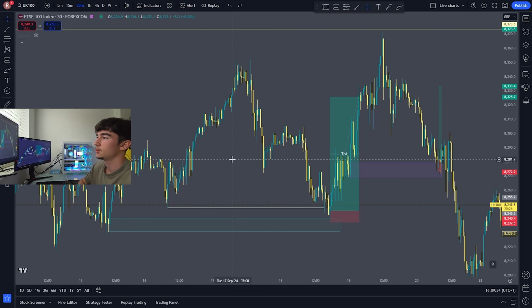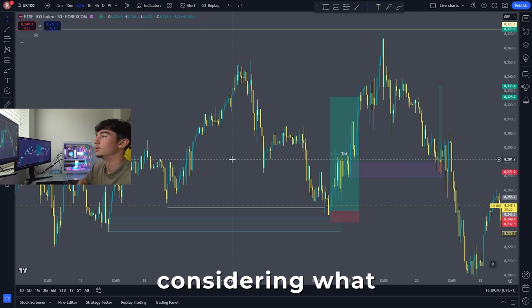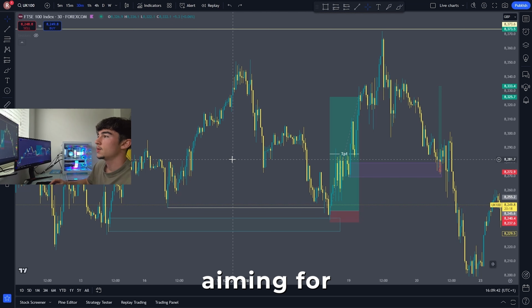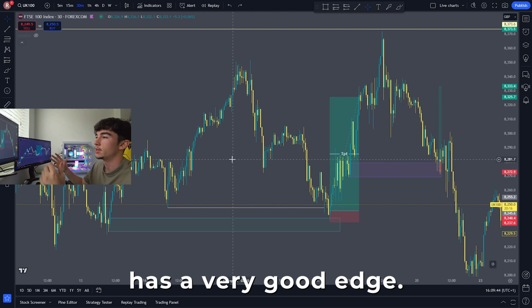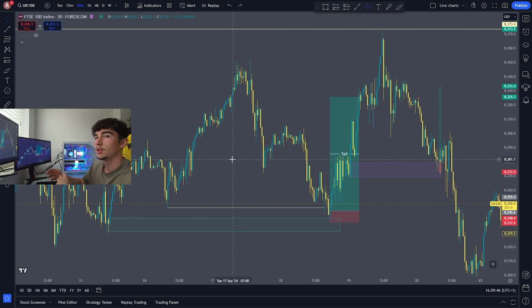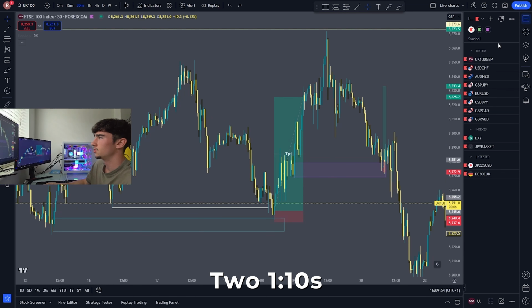This allows you to take these high risk reward positions. How the zones work also allows you to have a very small stop loss, considering what you're actually aiming for. And that is why this strategy has a very good edge when all of this comes together. One, you get a good understanding of market structure and you can feel where the trend is going. So that's all for today's video, 2 1 to 10s.